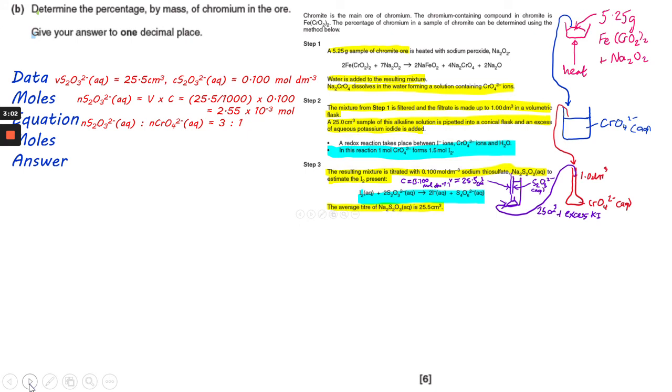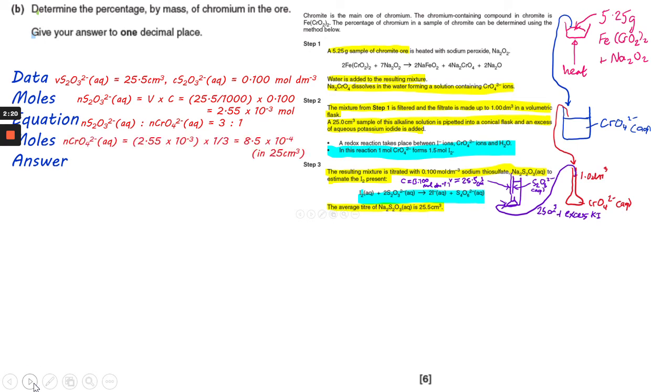Thinking about this, the S2O3 2- is divided in half to get the moles of iodine, and 1.5 moles of iodine is further multiplied by 2/3 to get the moles of CrO4 2-. That is 1.5 moles of iodine to 1 mole of CrO4 2-. Going through that again, 2 moles of thiosulfate react with 1 mole of iodine, and that is a 1.5 mole ratio to a 1 mole ratio of CrO4 2-. So that gives us our 3-to-1 mole ratio.